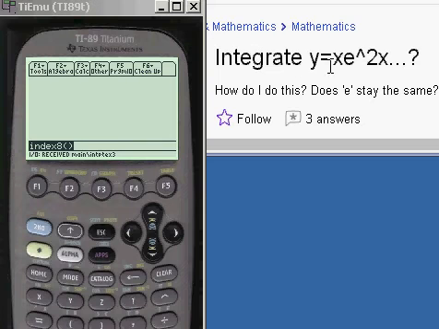Integrate y equals x times e to the 2x. How do I do this? Does e stay the same? I mean, these are common questions. How are you going to integrate that, okay?